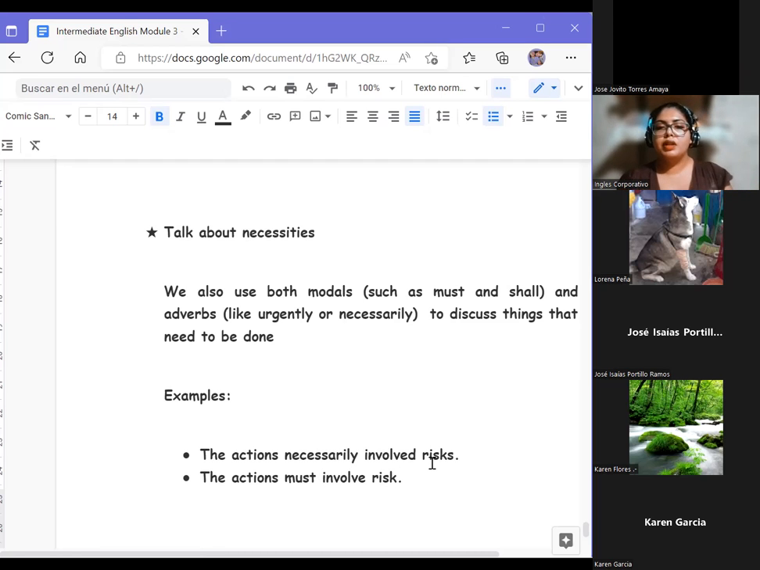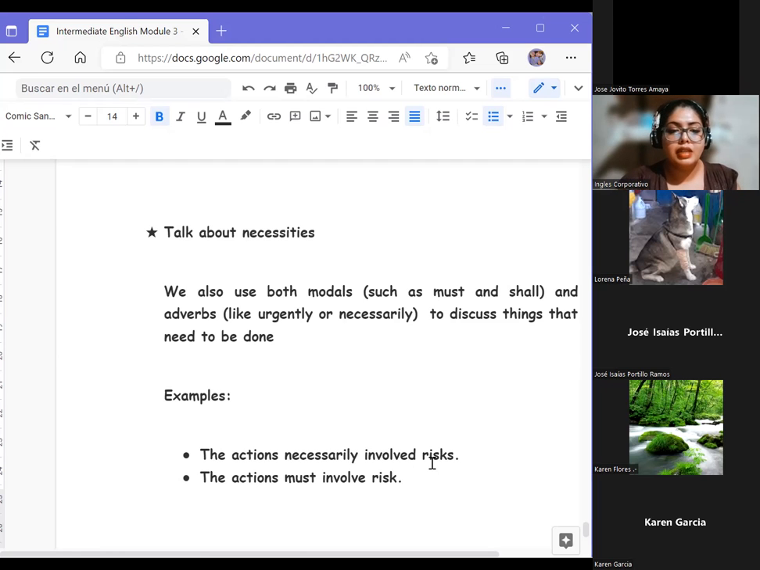So in this one, we're talking about that something needs to be done. En este caso es para discutir las cosas que tienen que ser hechas. En el ejemplo, pues estamos viendo de que las acciones que vamos a tomar tienen o involucran riesgo, pero básicamente tienen que ser hechas. Así que solo vamos a discutir cómo hacerlo, pero siempre va a tener que hacerse.